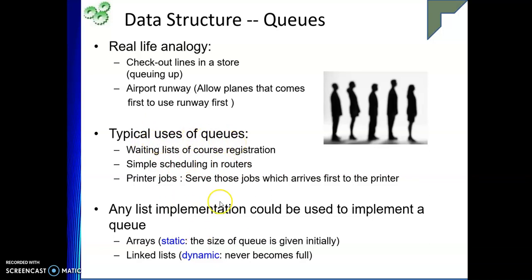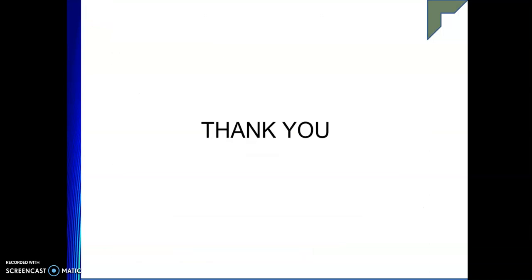This queue can also be implemented using an array. In an array, we know the size is static, equal to n, with indices up to n minus 1. If you represent it by a linked list, it is completely dynamic, so it will never become full. So that's what a queue is. Queue is nothing but FIFO, first in, first out.